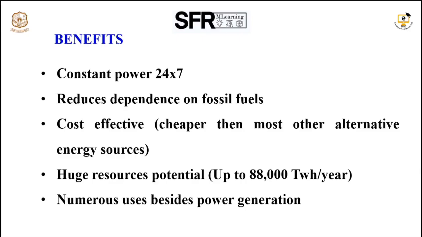One is that we can consume constant power 24/7. We can reduce the dependency on fossil fuels. That is the most important benefit. Next, it is cost effective, much cheaper than most other alternative energy sources, like some other renewable energy sources. It has huge resource potential, up to 88,000 terawatt hours per year that we can produce. There are numerous uses besides power generation.